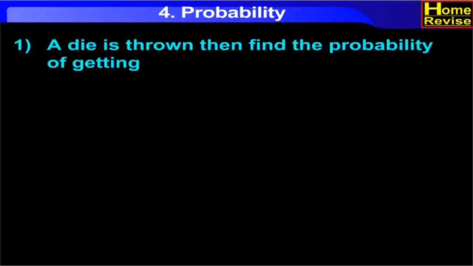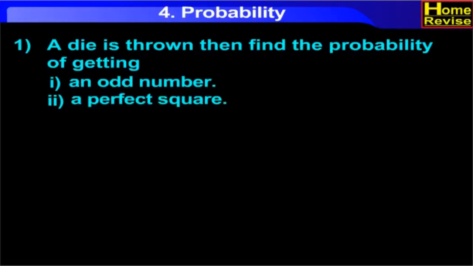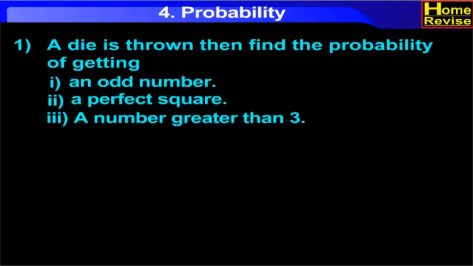A die is thrown, then find the probability of getting number 1, an odd number, number 2, a perfect square, and number 3, a number greater than 3. Solution.